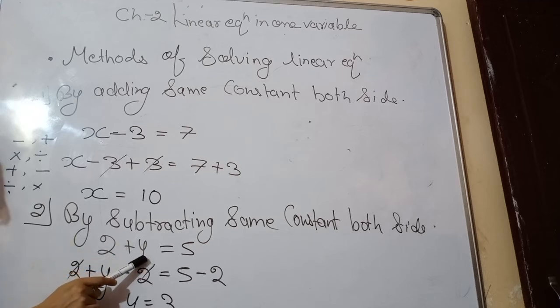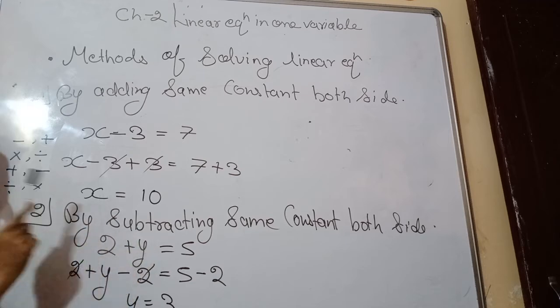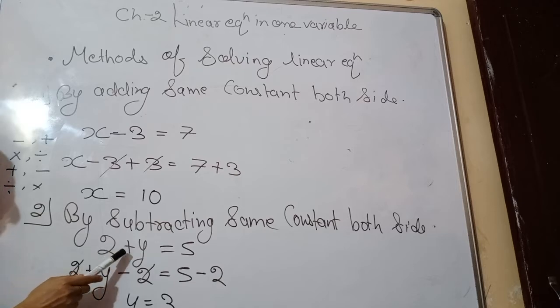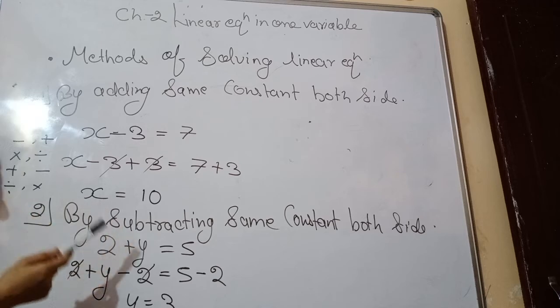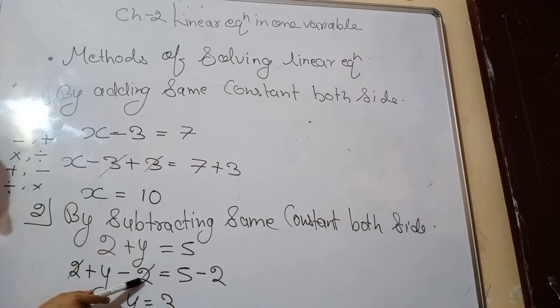So what is the variable here? Variable means whose value is not fixed. So y is the value which is not fixed. So 2 is along with the variable side. So what we have to do? There is plus sign. So we have to subtract the same number from both sides. So here I have subtracted 2 and this side I have subtracted 2. So minus 2 plus 2, here both the numbers cancel out and 5 minus 2 gives us 3.